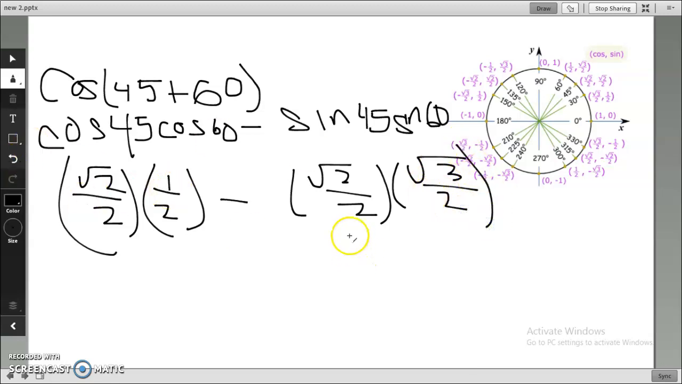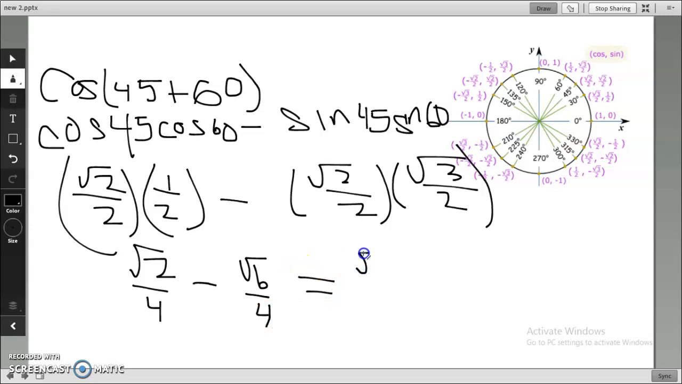So when I multiply, I get root 2 over 4 minus root 6 over 4, which can also be written as root 2 minus root 6 all over 4. And if I put that in my calculator, I'm going to get a decimal number that's going to be equal to the cosine of 105.